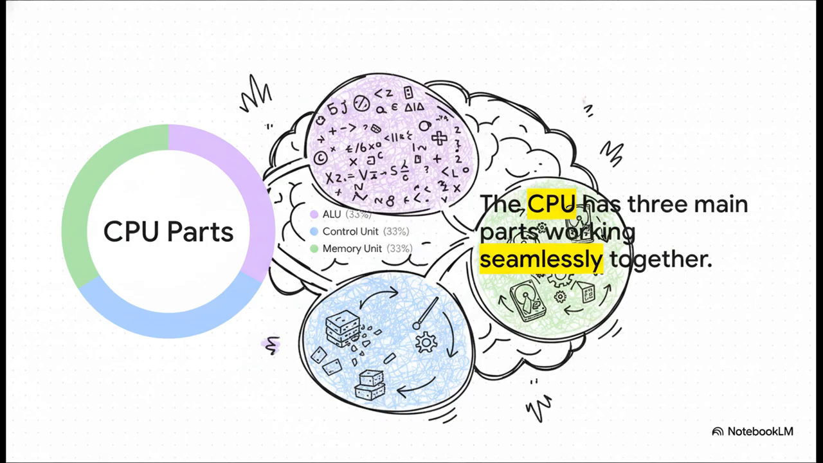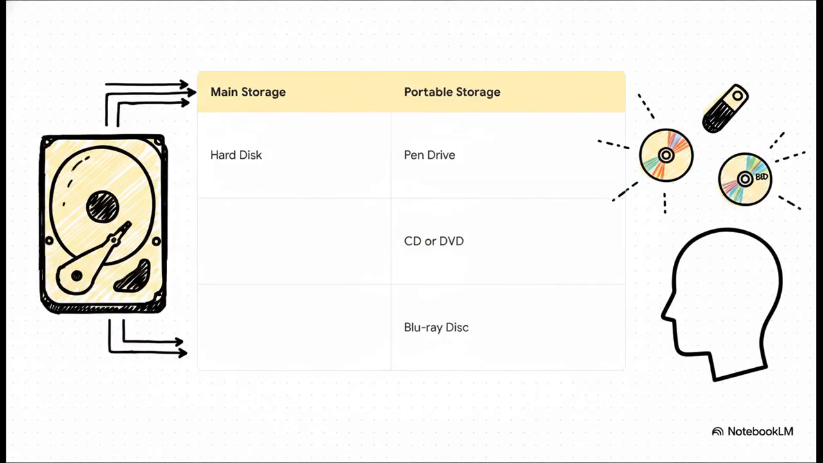And finally, the MU, the Memory Unit, which holds onto the information while the brain is actively working on it. But where does the brain keep its long-term memories once the active thinking is totally done?